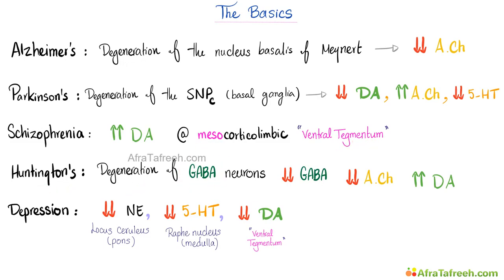Huntington's, I have degeneration of the GABA neurons. I have decreased GABA, decreased acetylcholine, but I have chorea. I'm moving a lot. Why are you moving a lot? Increased dopamine. It's also due to decreased GABA. GABA is inhibitory. When there is low inhibition, there is excitation and there is chorea-like movement. Depression, there is low norepinephrine, low serotonin, low dopamine. Everything is low, that's why I'm sad. Decreased norepinephrine at the locus ceruleus, part of the pons. Decreased serotonin, this is the raphe nucleus, part of the medulla. And decreased dopamine is the ventral tegmental area, which is part of the midbrain.